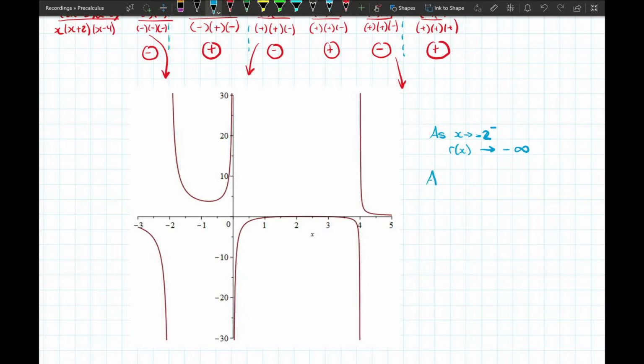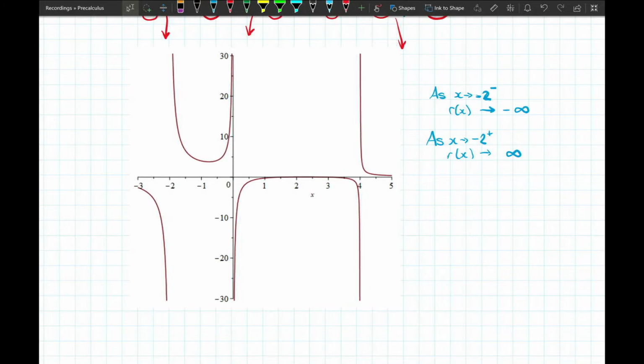We can also say as x approaches -2 from the positive side, from the right, the function r of x is getting infinitely large in the positive direction. So we say r of x approaches infinity. And that will give us at least an idea about how vertical asymptotes behave.